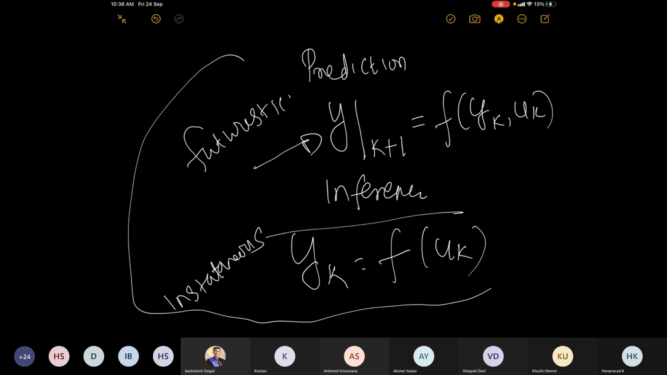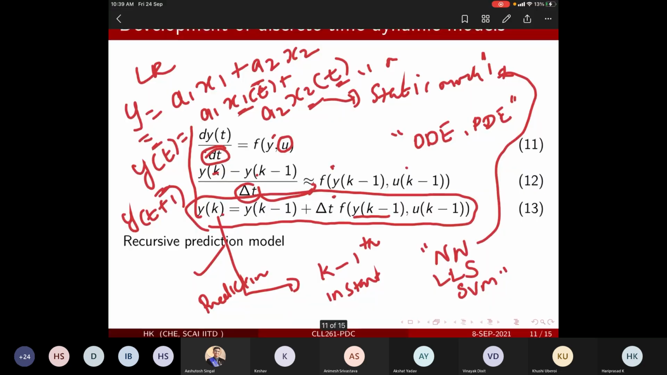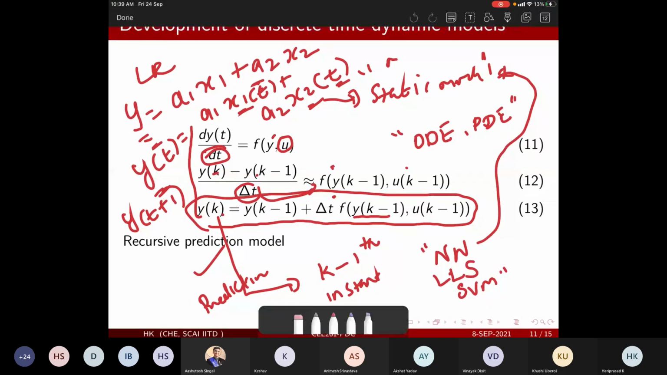So these are the two classes of models that you would see, and for control purposes, you need to know what would happen when you inject something. Otherwise, you cannot take a decision, right? So this type of model is good for control, because you are using the information at the k minus 1th instant to predict something at the kth instant.